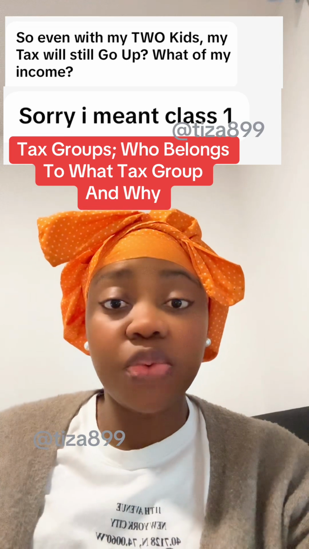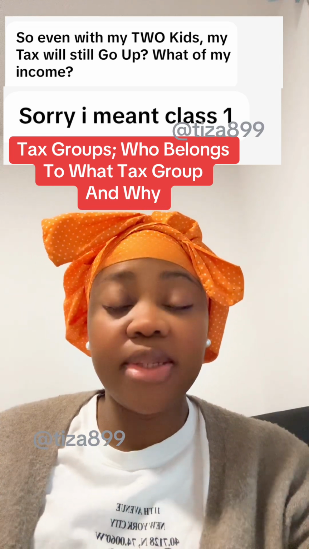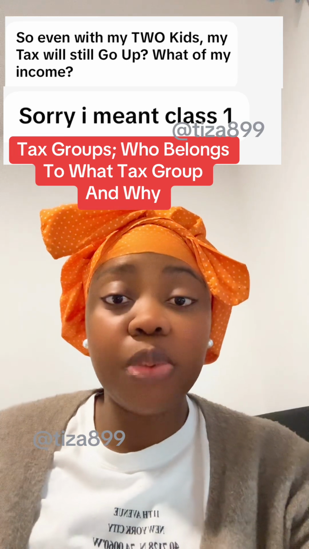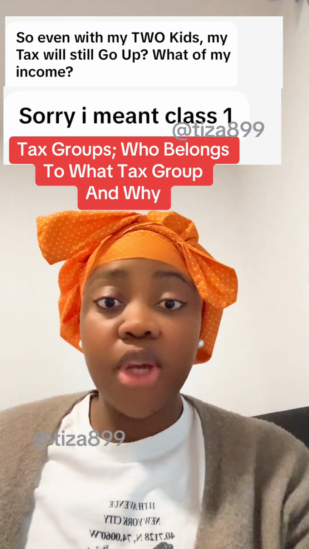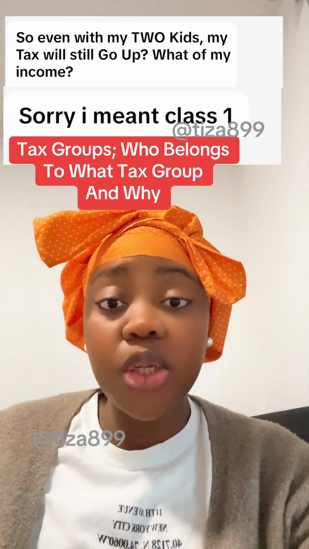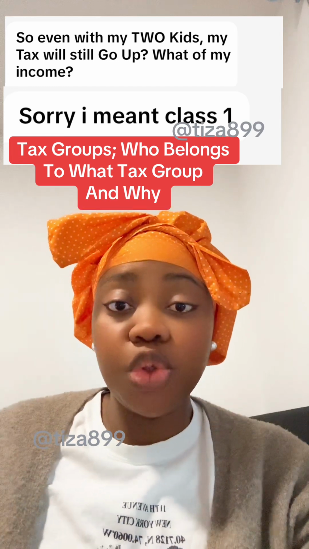Then tax 3. Now, under tax 3, I'm going to classify also the tax 4 and the tax 5. Why? Because these are married people's tax and they always have to share. Okay, so you can either use the 3, you can use the 4, or you can use the 5, depending on how you people arrange it between your partnership.